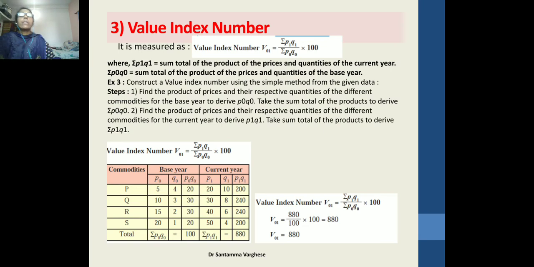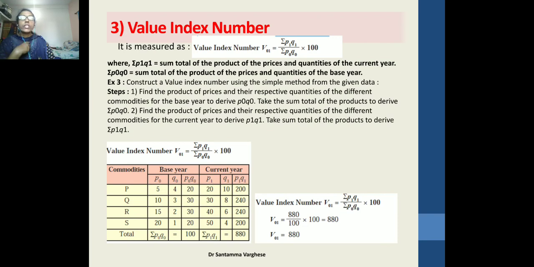Now the third one of the simple index numbers that we studied, the value index number. In measuring the value index number, it is summation of P1 Q1 upon summation of P0 Q0 into 100. Why? Because we are taking both the quantities and the price, so we are calculating the value index number.